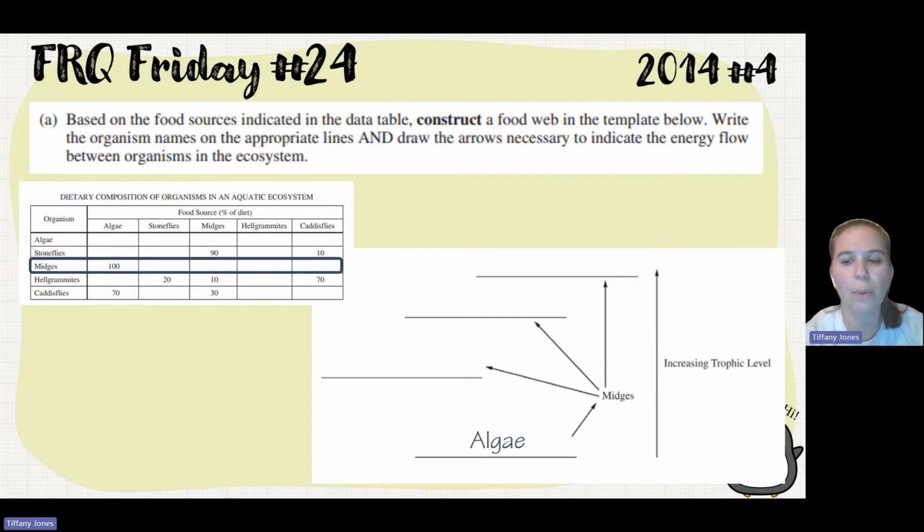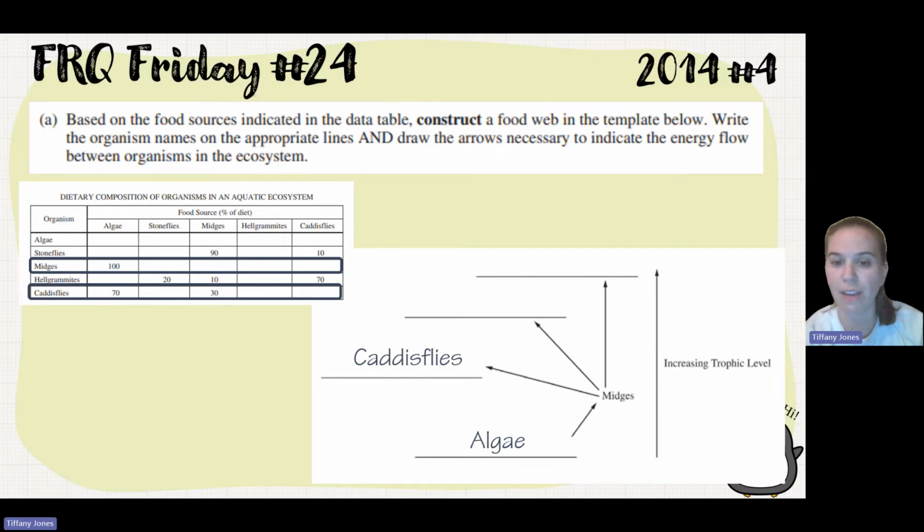We next want to see, what is going to be consuming the midges? So the caddisflies are consuming both the midges and the algae. So we are going to go ahead and write caddisflies next, and we're going to draw an arrow from the algae to the caddisflies. Next, the stoneflies consume midges and the caddisflies. So we'll put the stoneflies next. They already have the arrow from the midges, so we'll just add the arrow for the caddisflies.